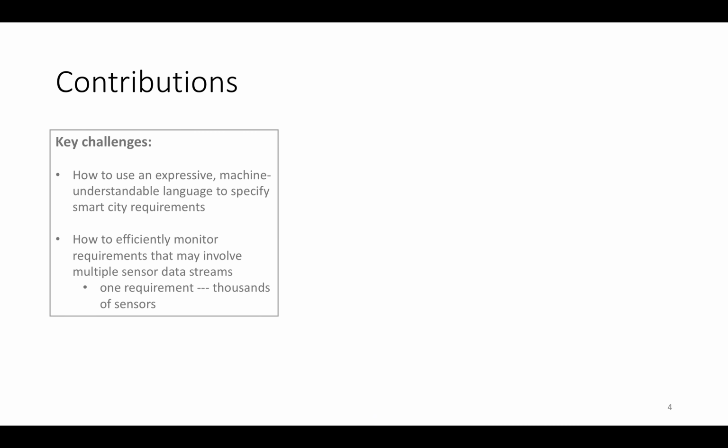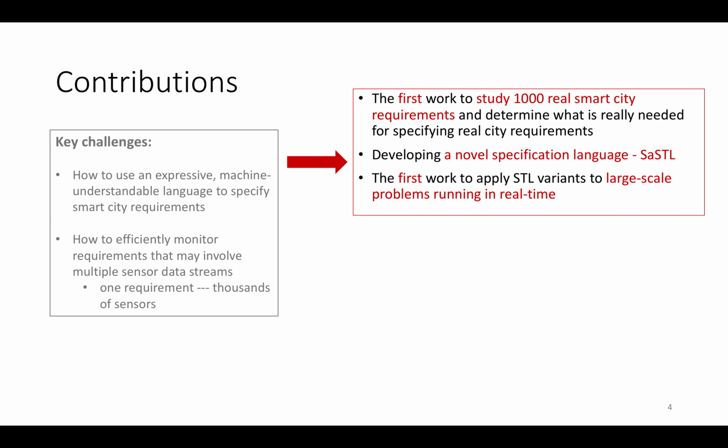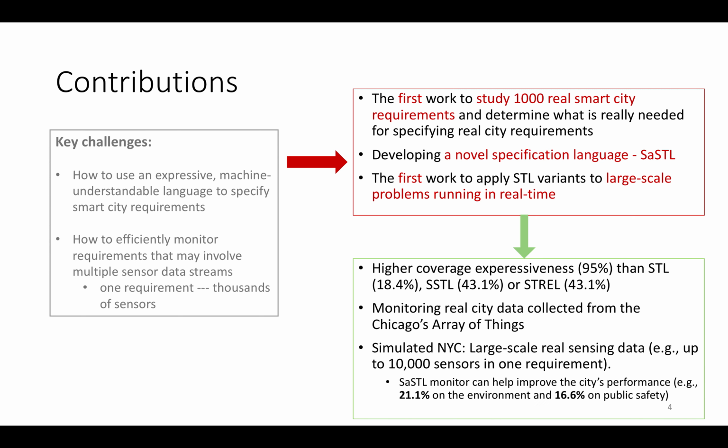To deal with these challenges, this work made the following contributions. It's the first work to study 1,000 real city requirements and determine what is really needed for specifying city requirements. Based on the study, we developed a novel specification language, SaSTL. More importantly, it is the first work to apply STL variants to very large-scale problems and run in real time. We also built novel efficient monitoring algorithms.